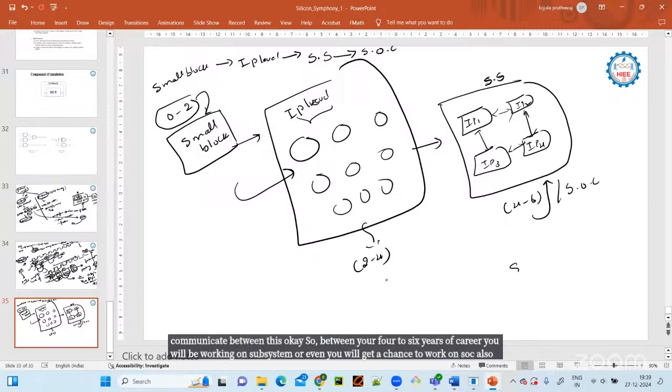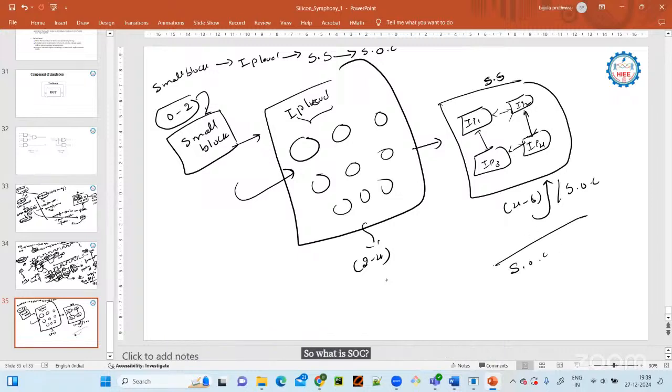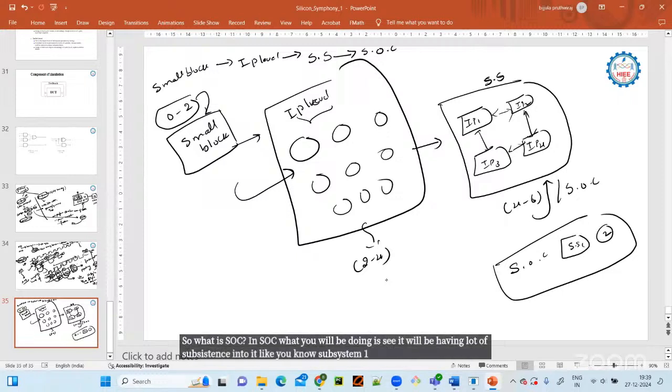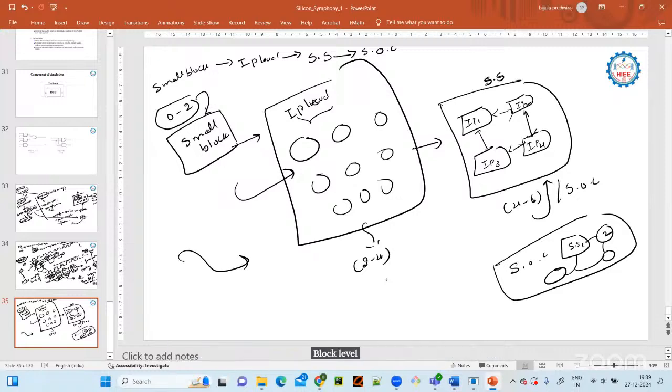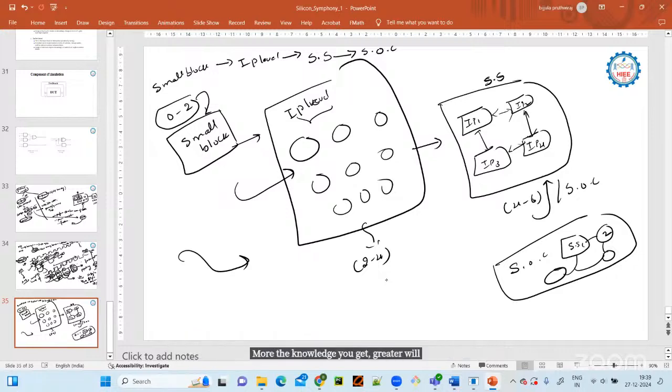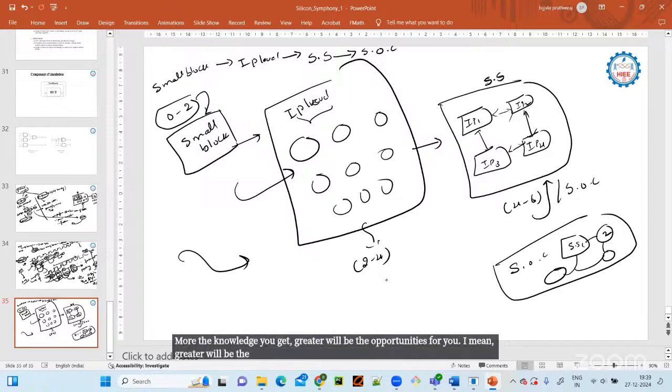In an SOC, there will be a lot of subsystems, like subsystem 1, subsystem 2, subsystem 3, subsystem 4, and you have to take care of all the subsystems. As you move forward from block level to IP level to subsystem level to SOC level, your experience increases and the complexity of the work also increases like anything. The more knowledge you get, the greater will be the opportunities, the greater the scope for you to develop. This is how typically the flow in industry goes.